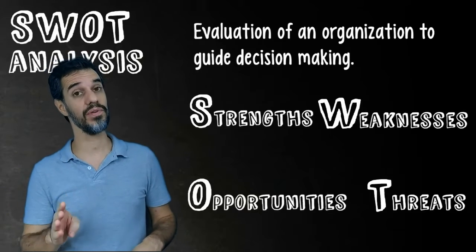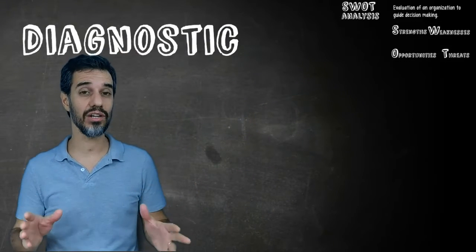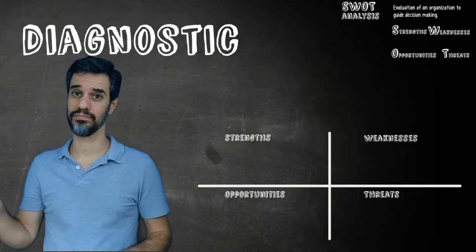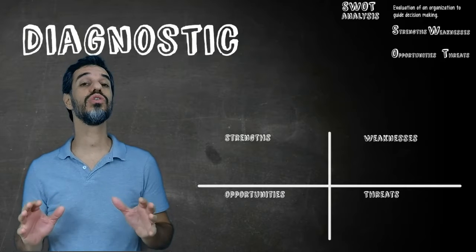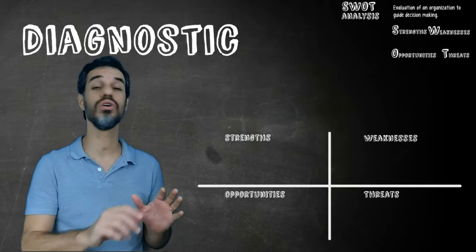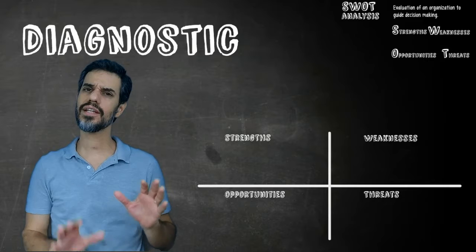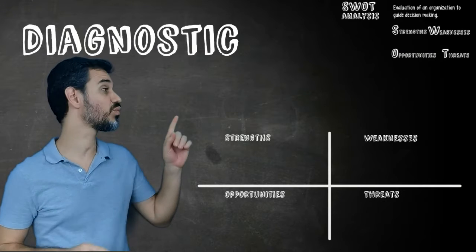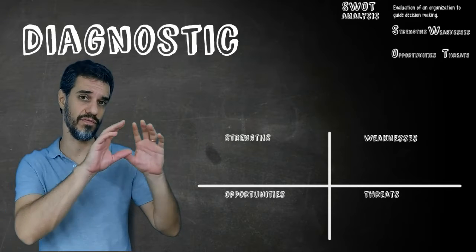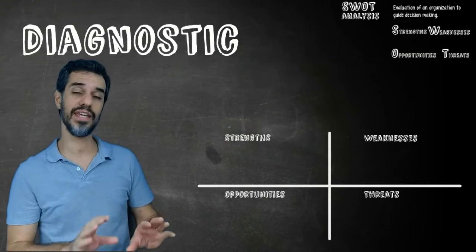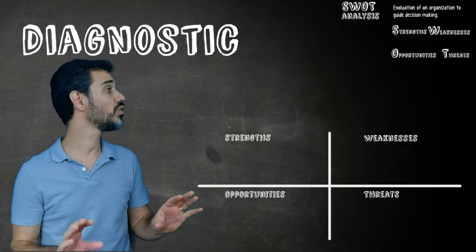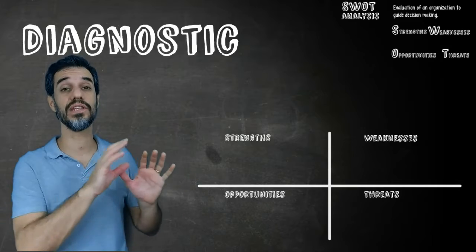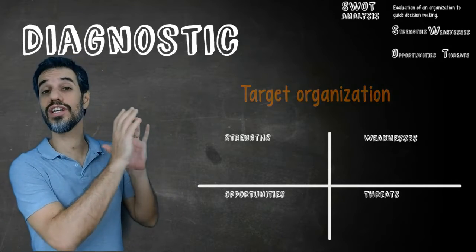For the first step, where you're going to create a diagnostic, you must create a 2 by 2 matrix. In this small matrix, you are going to see your whole organization or your whole situation on a single sheet. At the top of the matrix, you are going to write strengths and weaknesses in the first two cells, and in the bottom cells, you are going to write opportunities and threats. At the top of this matrix, you are going to write the target organization.